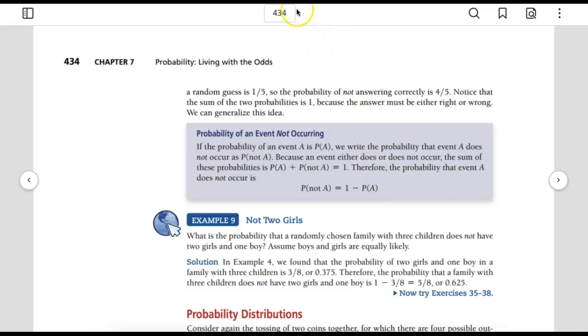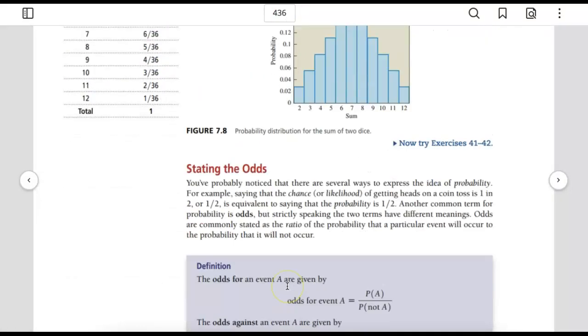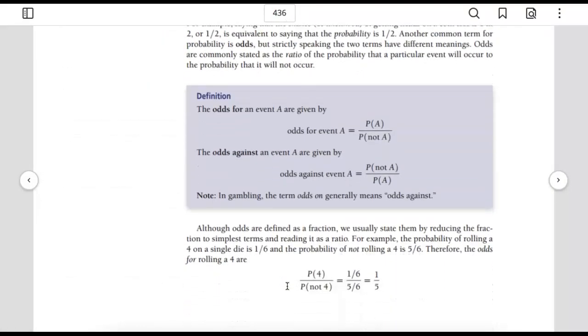Later, let's see, on page 436, we have a definition for odds, which is a little different than the way we describe probabilities. So for instance, the odds for event A is the probability that event A occurs over the probability that event A does not occur. All right, and I believe that's it for that particular section.